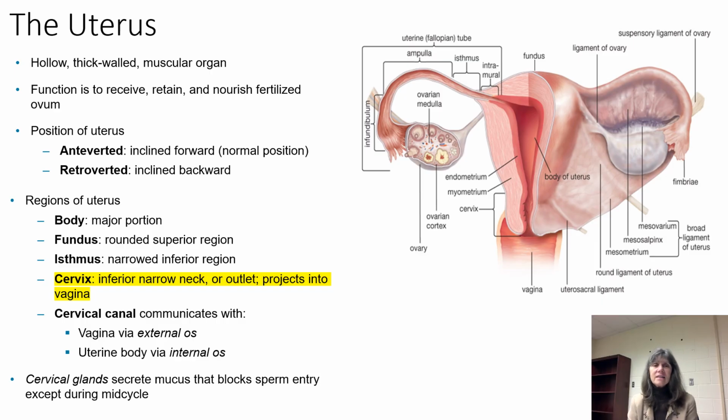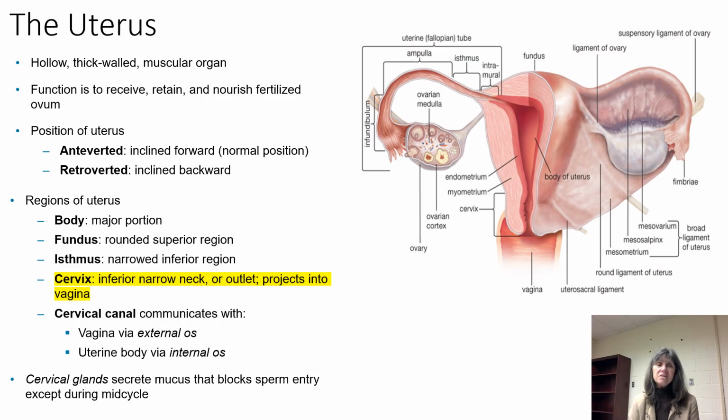The uterus is a hollow, thick-walled muscular organ, and it is designed to receive, to retain, and maintain by nourishing the fertilized ovum. Normally, the position of a uterus in the female body is anteverted. It's just inclined forward. Okay, that's anteversion. Sometimes it can be retroverted or inclined backward. In severe cases, sometimes the uterus can be retroflexed, and that's when it's really bent backwards.